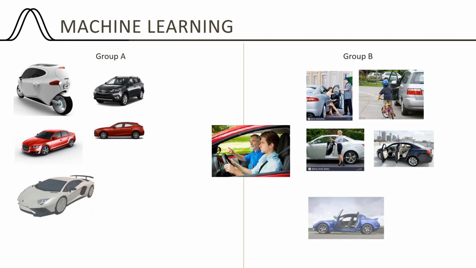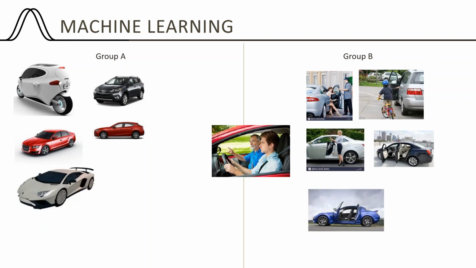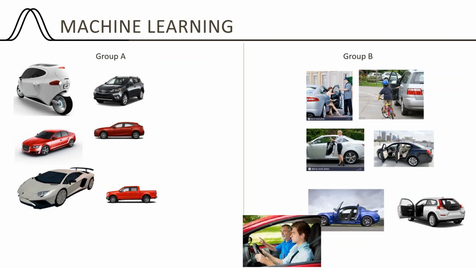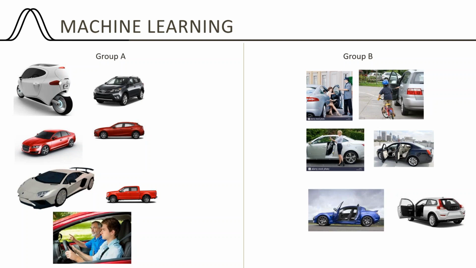Okay, so let's see another example. Here also no people in the car. So now I am confused whether to put in group A or group B. So this is my final image. Based on this, where do I put? What is the common thing? Group A has all cars, group B has cars with people and without people. Okay, where am I going to put? I'm going to put it in group A.